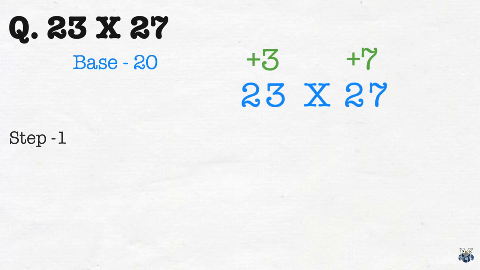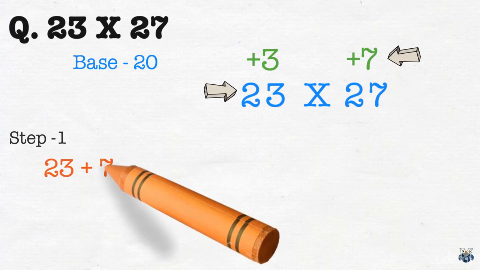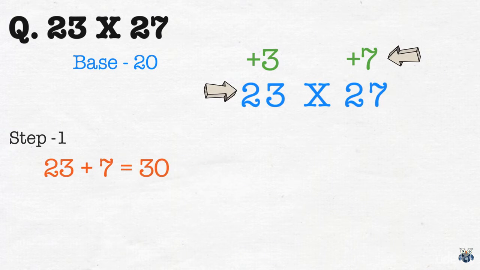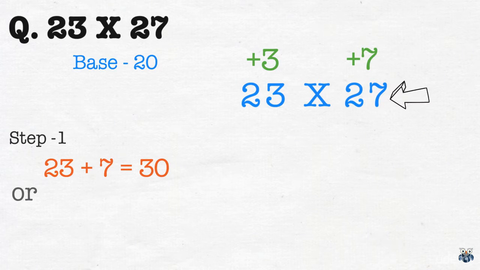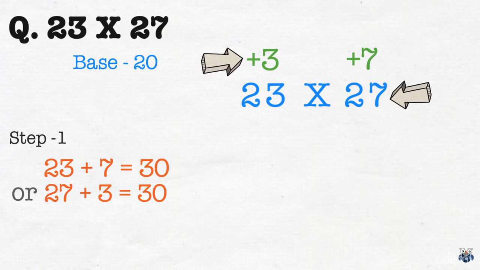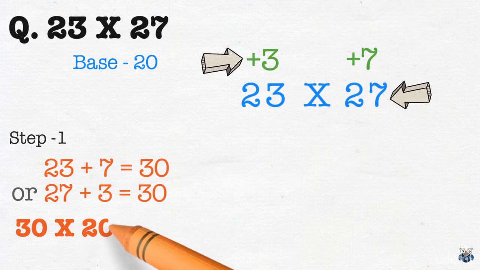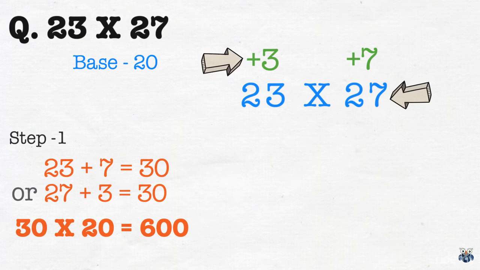We then add the first number and second difference number. So 23 plus 7 is 30. And don't forget that we could have added the second number and first difference number and got the same result, 30. Now this is important. Since we are dealing with base 20, we multiply this result with 20. So 30 times 20 is 600.